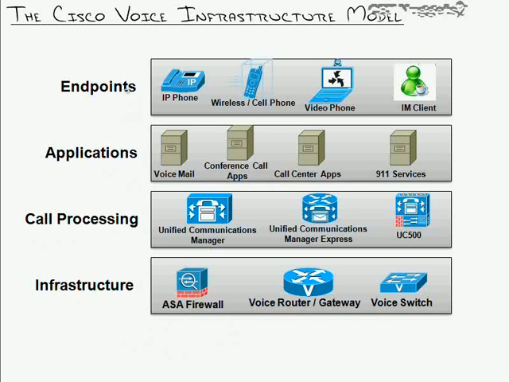Now, above the call processing is the applications, and these are servers that add features that the call processing layer can't do, like voicemail, like massive conference call applications. The call processing layer can do conference calls. It can even do big conference calls. But when you get into video conference calls or 1,000 people on the same conference call at the same time, you've exceeded the base functionality of what you could do with the call processing layer.